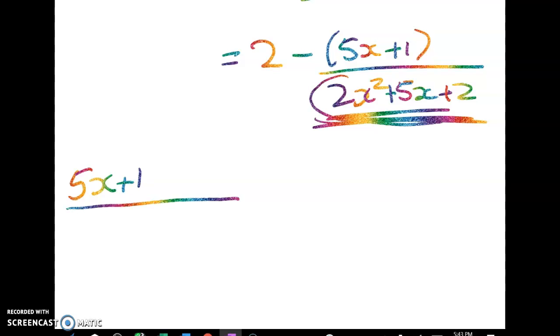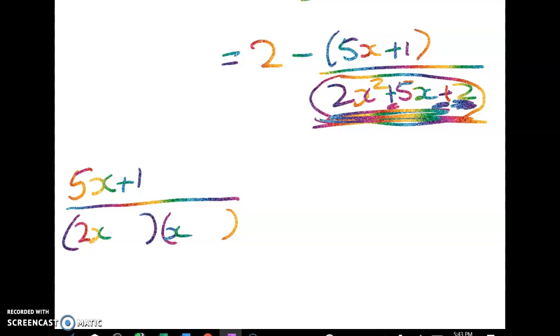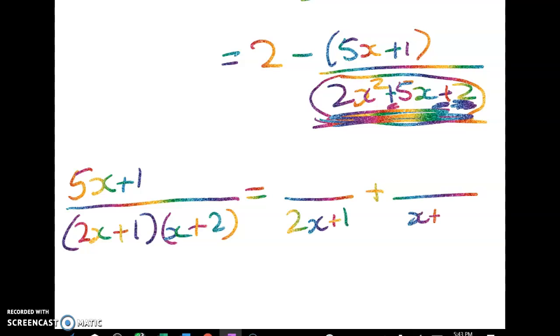So we're going to factorize the bottom line. Now we're factorizing a quadratic where a is not equal to 1, but it's a very easy one because it's got all pluses. Gosh, I don't think I can do much more coloring in here. Let's see. So it's going to be plus plus. We want the numbers that add to 5 multiply to 2. And now we're ready to go. And we've got our simple partial fractions pattern where we're going to have 2x plus 1 here and x plus 2 here. And we just need a constant for each of those.